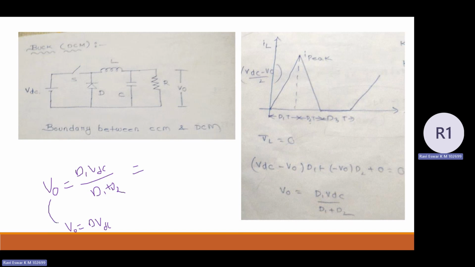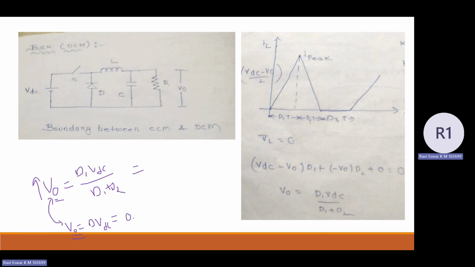If you just compare the continuous conduction mode output voltage and the discontinuous conduction mode output voltage, you can verify that the output voltage in discontinuous conduction mode is going to be higher when compared with the output voltage in the continuous conduction mode. For this, I am going to give a simple numerical example. Let me take a duty of 0.5 in the continuous conduction mode.